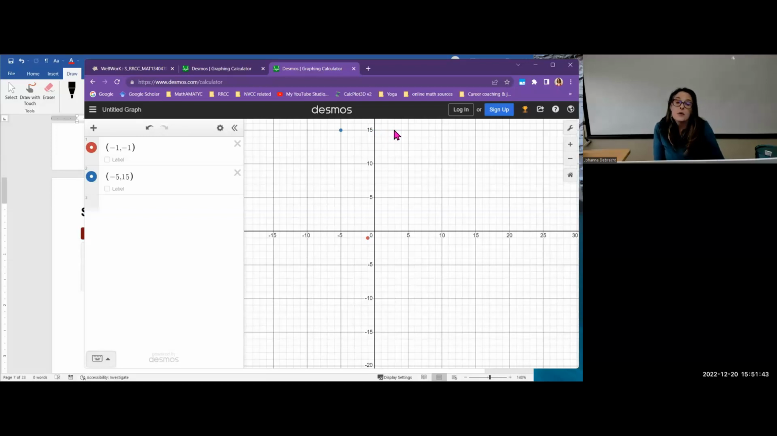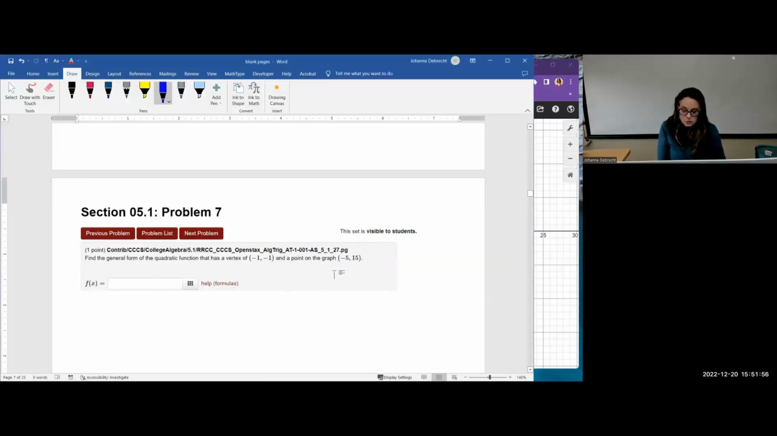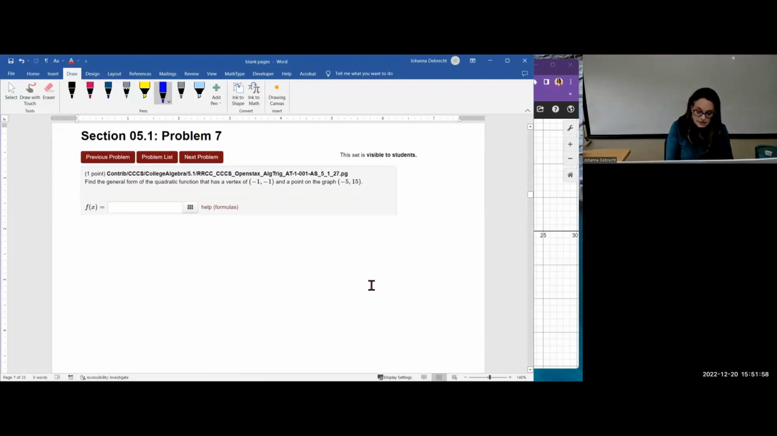So it has to go through the ordered pair (-3, 15) as well, right? Because it's symmetric across that line of symmetry. How can I get the general equation? What we're going to do is use the standard vertex form. We're going to write down the formula, a times (x minus h) squared plus k, and put in the h and k values that we know.